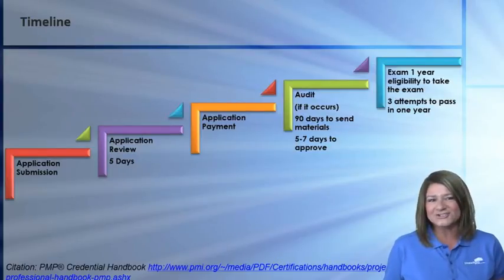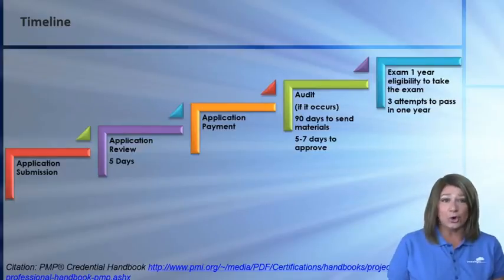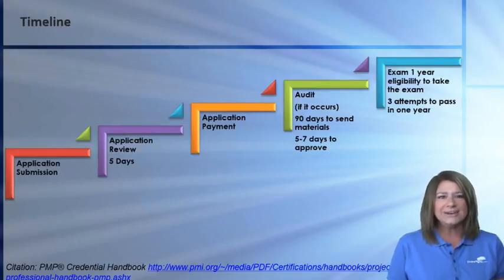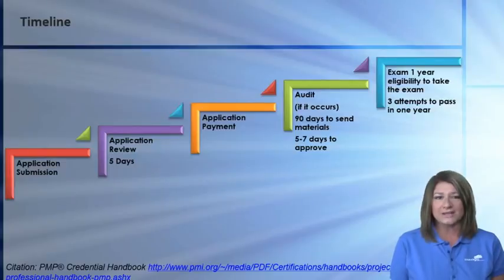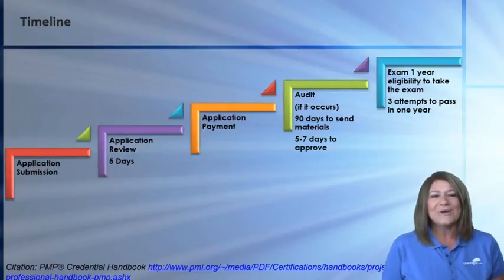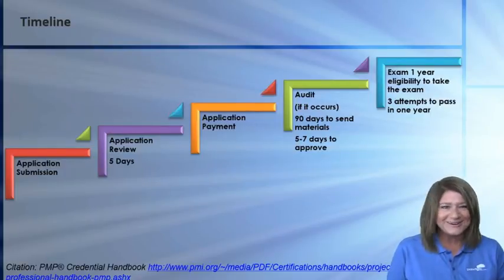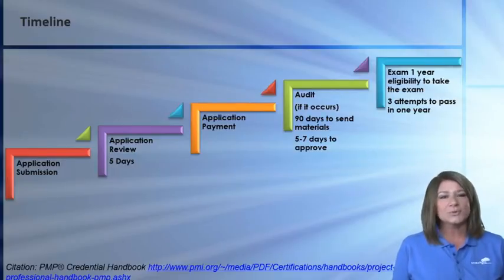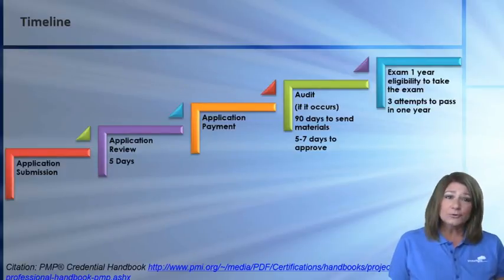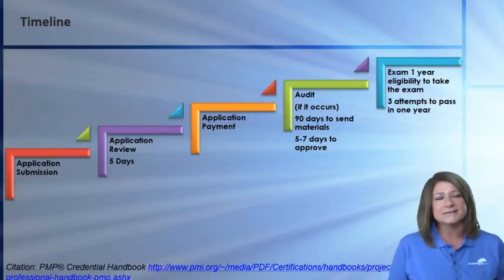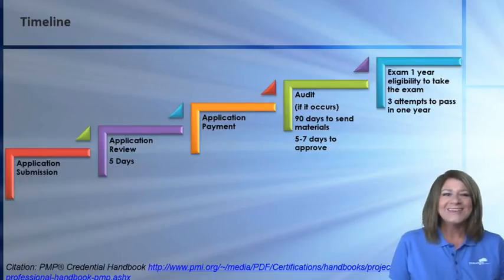Once your entire application is accepted and you go through and you schedule it, you have 1 year after the acceptance of your application to sit your exam. And within that 1 year, you have 3 opportunities to take and pass the exam. You're not going to need 3 opportunities, but you have those 3 available to you. And a lot of times people will say, well, what happens if I don't pass all 3 times? Unfortunately, you have to go back and start the process all over again. But I'm here to tell you, you're not going to need 3 times to take and pass the exam.